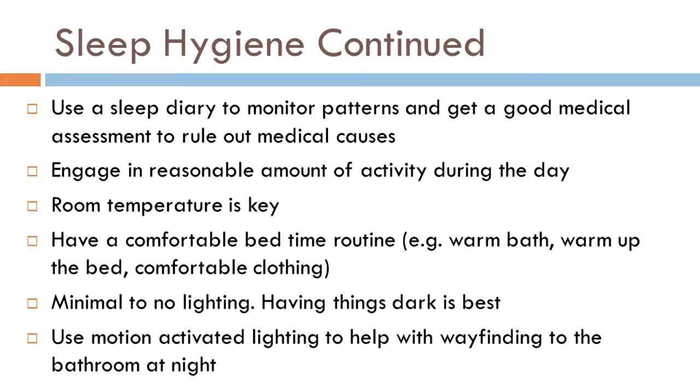Obviously using a sleep diary to help with gauging where some of the sleep pattern difficulties are. Engaging in a reasonable amount of activity throughout the day. Room temperature is very key. Obviously we want it to be dark at nighttime, but also cool, anywhere between 18 to 22 degrees. Have a comfortable bedtime routine. Obviously I talked about that.